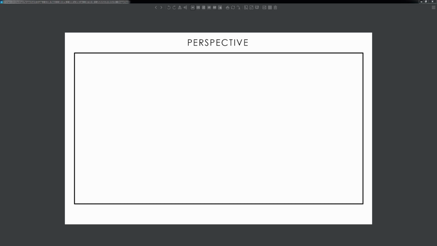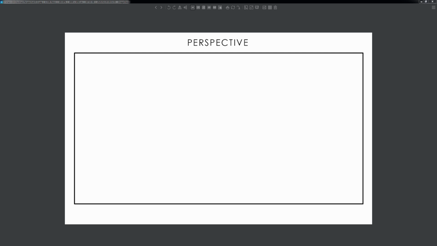Hey guys, welcome back. Today, we're going to be talking about perspective. So, today's session is actually divided up into two portions. The first is going to be a lecture on perspective, and then the second is going to be a demonstration taking our newly found knowledge and applying it to some studies, and further developing our understanding of perspective.